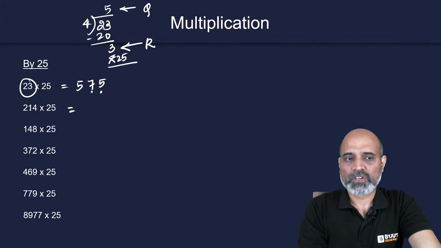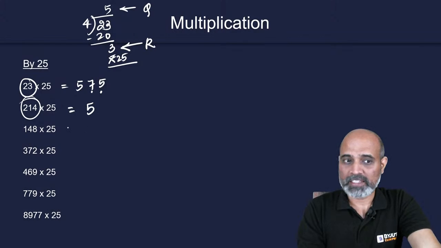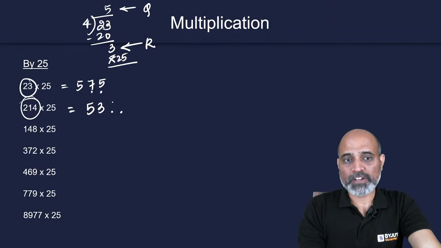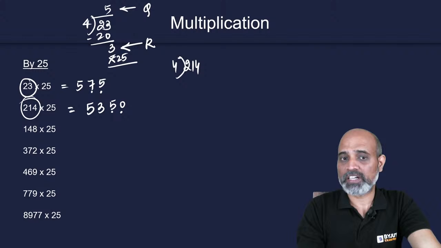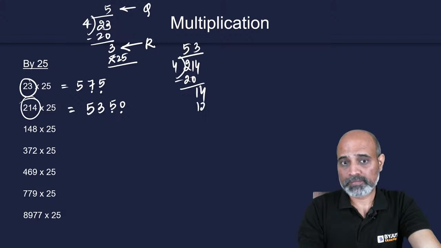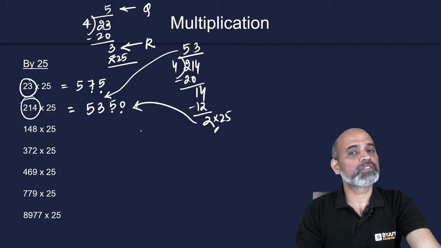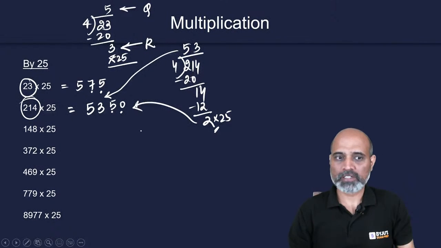Let's try one more. 214 को 4 से divide करो. So 4 into 5 is 20. Then we are left with 14. 4 into 3 is 12. Remainder is 2. That 2 into 25 will give you the last 2 digits. So the division I was doing was this. 214 divided by 4, 53 times. ये mind में करना है. So you will write down the quotient as it is and remainder into 25 will give you the last 2 digits. मतलब 2 part में answer है. Last 2 digits and all the digits to the left.